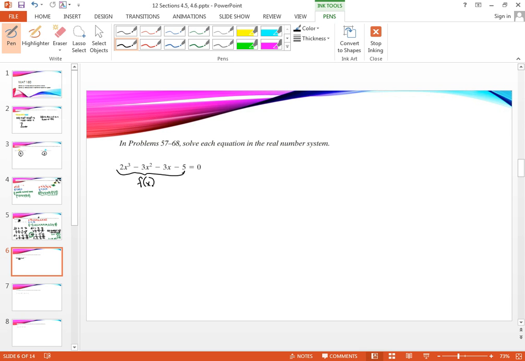Okay, so rational zero theorem, factors of 5: plus or minus 1, plus or minus 5. Factors of 2: plus or minus 1, plus or minus 2. So my p over q's: 1, 5, 1/2, and 5/2, plus or minus on all of them. I just said that second one backwards.